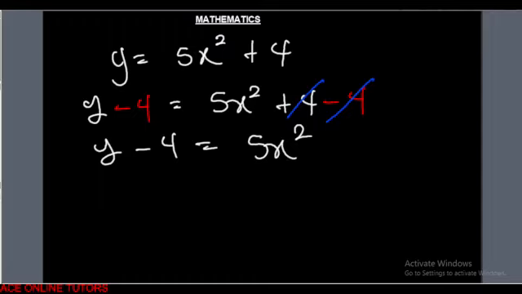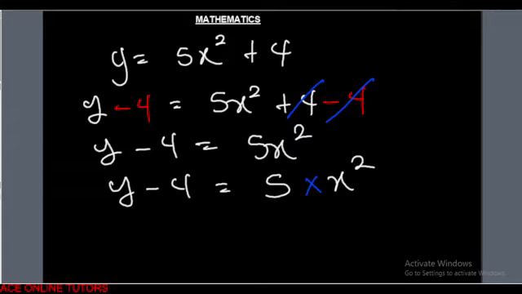So now how is the coefficient joined to x? They are joined with multiplication, because this is the same thing as y minus 4 equals 5 multiplied by x squared. So it is multiplication that joined them. So what's the opposite of multiplication? Division. So you use division to separate them. So you divide both sides by what you are trying to remove, which is 5.